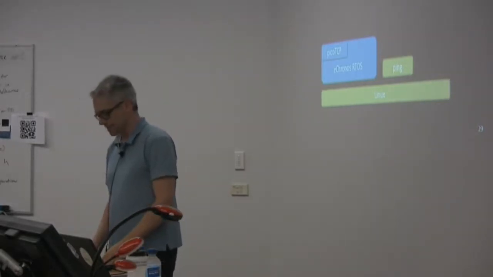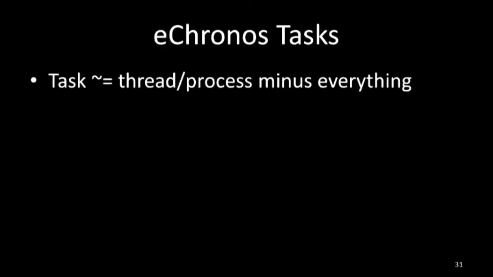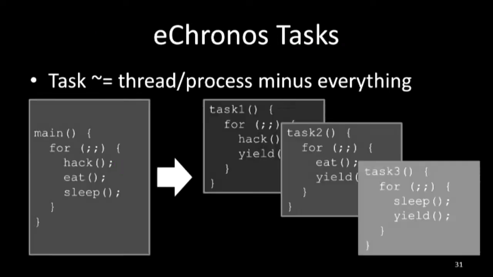Let's move on and look at something that is a little bit more interesting in terms of what eChronos can do for you, tasks. Because so far we're only running one task, and an RTOS that runs just one single task is probably not that particularly interesting. What a task is, you can think of it as a thread or as a process, but forget everything you know about threads or processes. It allows you to split up your application, assuming you have an application that is just one big main function, one big loop, into multiple smaller loops that can run in parallel and independent of each other to some degree.